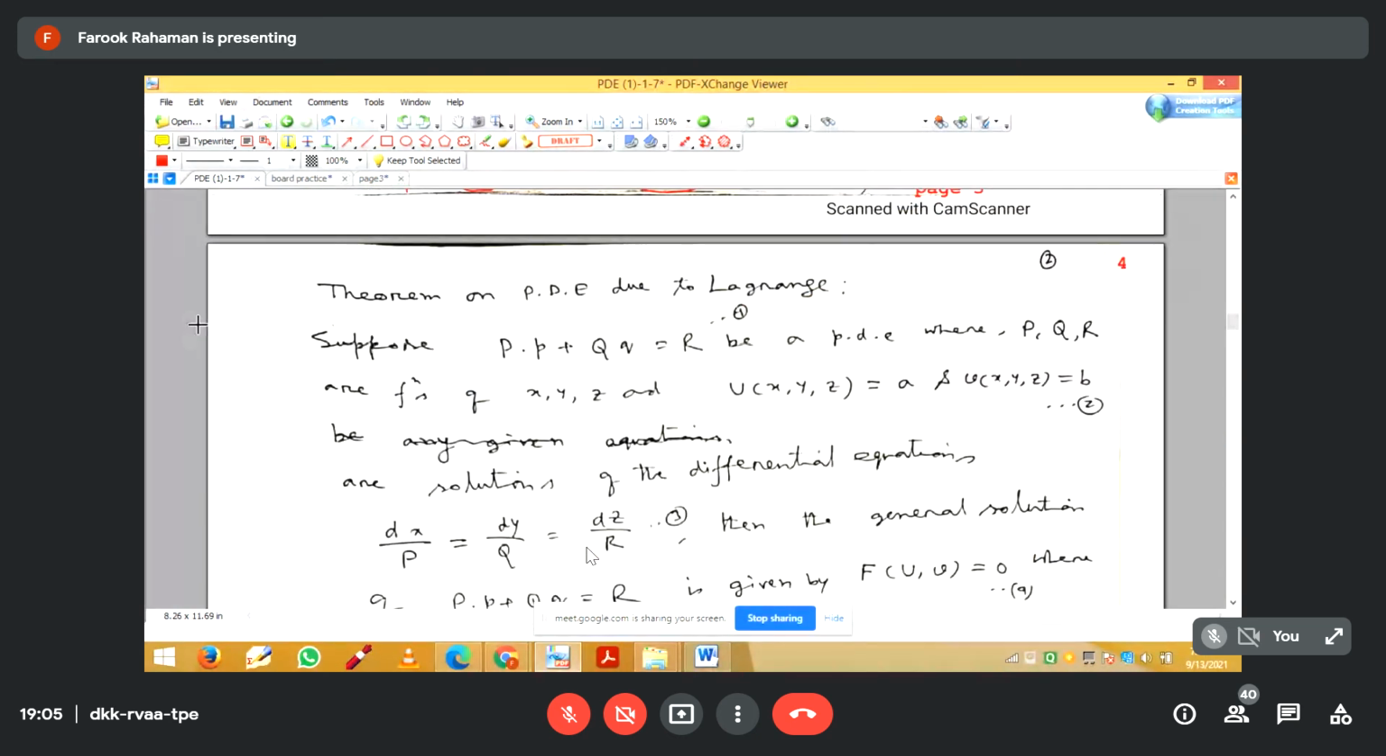Up to this point, we just formed the differential equation. But now the task is how to solve this differential equation. So actually there are two parts. One is to construct the partial differential equation, and the second part is to solve that differential equation. How to solve this differential equation?